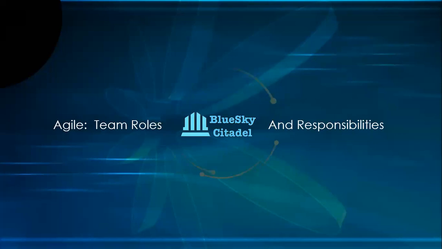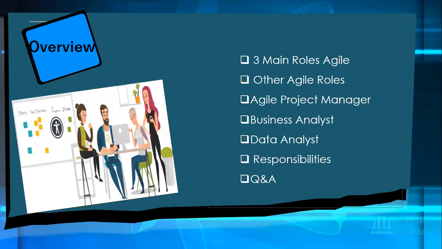So just a brief overview of what you should expect today. I'll be talking mainly on the 3 main roles in Agile. Other roles in Agile as well, I will mention them. And then we'll go through their responsibilities, as well as those of the project manager, business analyst, and data analyst. We'll have your questions and answers at the end.